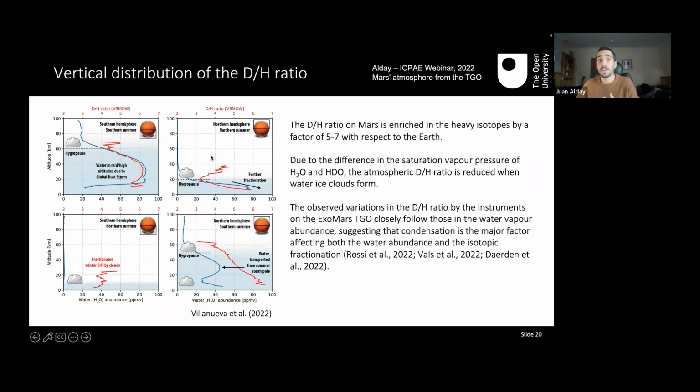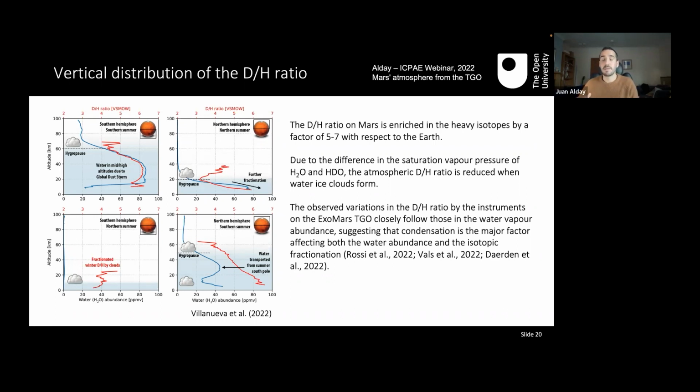And if we go to the aphelion season, where it's summer in the northern hemisphere, in this season we saw that water is confined below 20 kilometers. Indeed, we see this very drastic decrease in the water vapor abundance with altitude because of the formation of water ice clouds. But we also observe a very abrupt decrease of the D2H ratio.